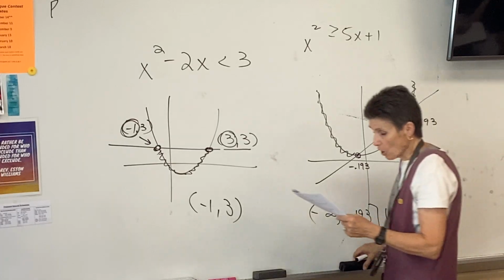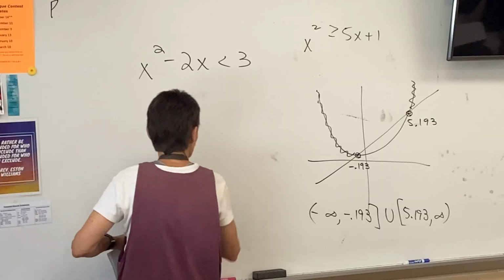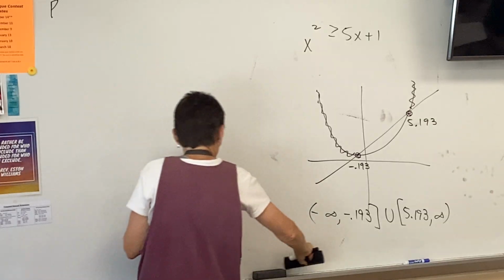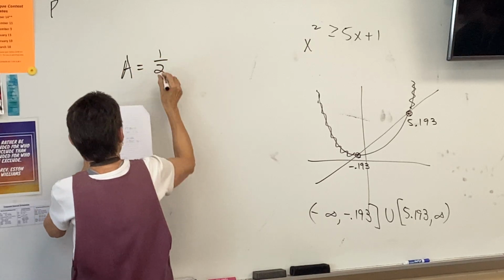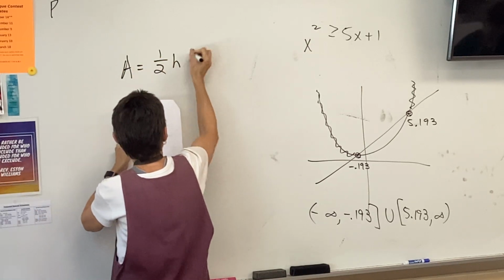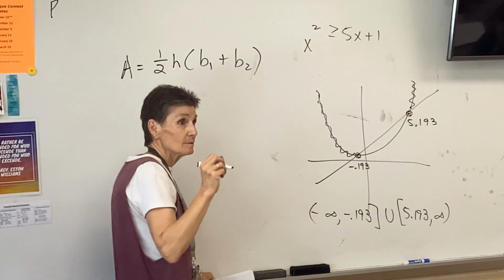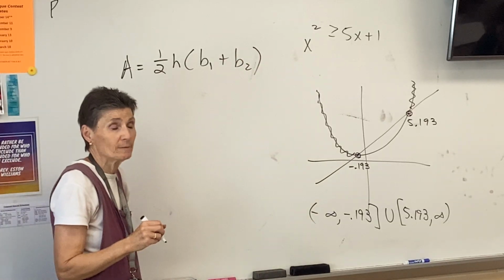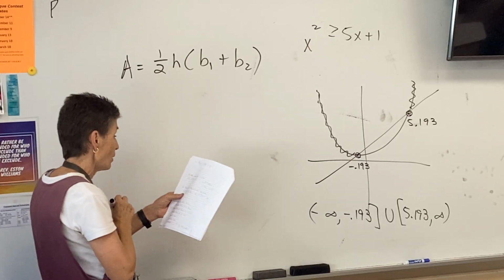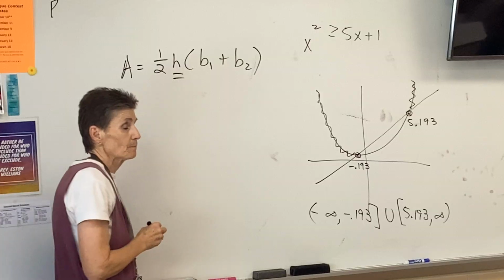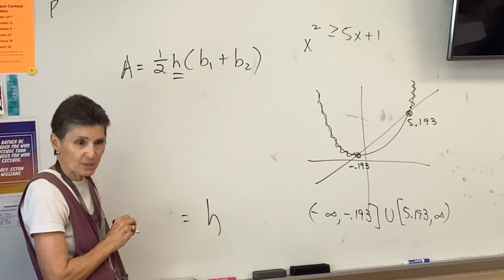Part B, solve for the indicated variable. All right, so we don't need a calculator for this. We are going to take the formula. Anybody know what this formula is for? What is this? Trapezoid. That's the area of a trapezoid. And instead of solving for A, we're going to solve for H. So that means whatever you're doing, eventually get H equals.